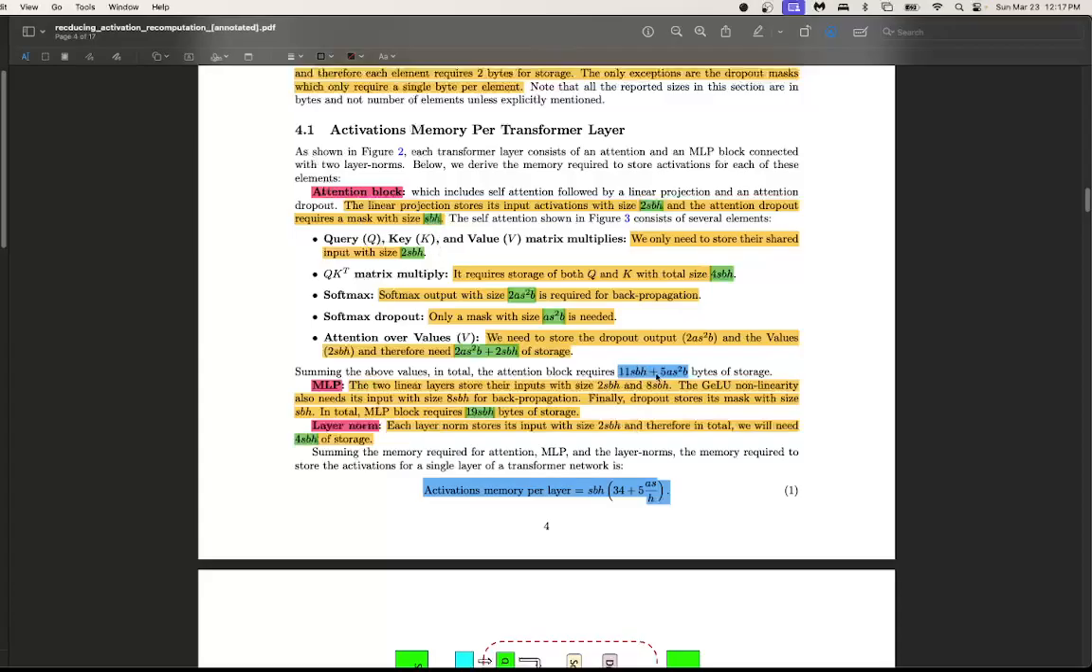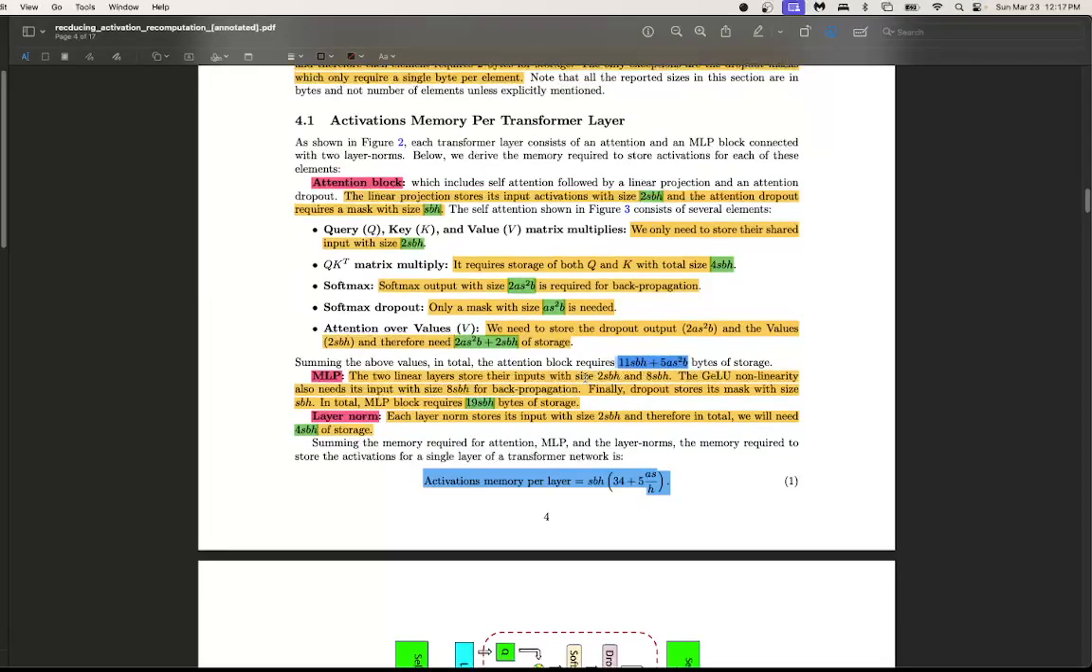So finally, when we add up all of these, we get 11 of the SBH terms, and then 5 for the AS squared. These are the attention terms, right? From the softmax, dropout, and the attention over the values. So these are the attention-specific terms. So that's the full amount required so far.